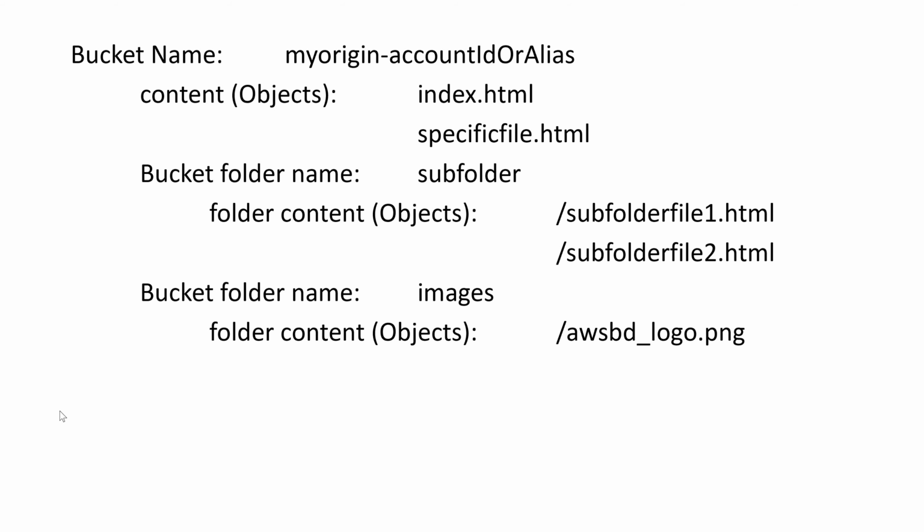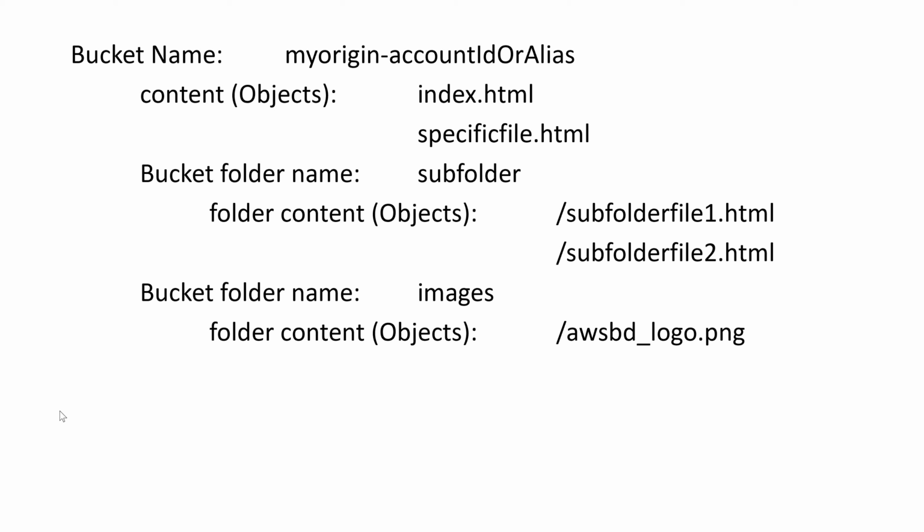For this hands-on, we will create a bucket by name myOrigin-account ID or alias to make it unique. For content, we will have two files, index.html and specificfile.html in the bucket.